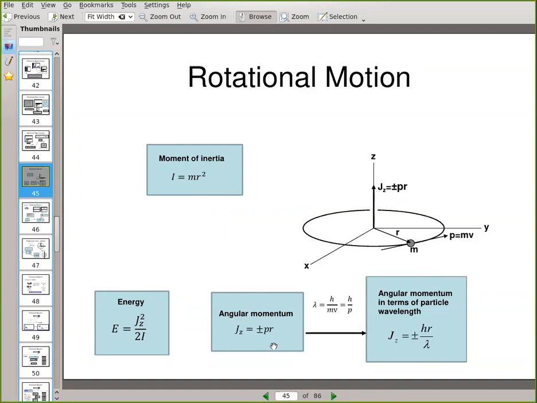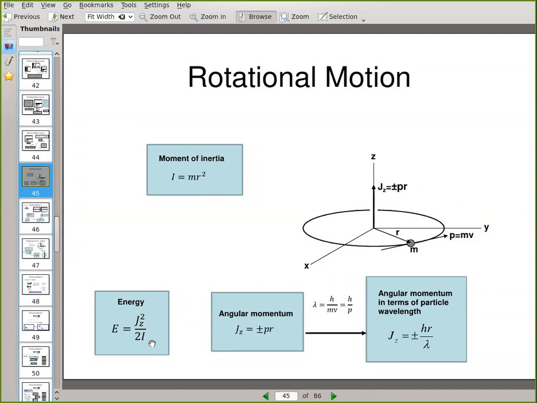Another aspect we need to know is about the angular momentum. Angular momentum is simply the linear momentum times the distance going around. So that gives us an idea. Of course, the energy is related to these two quantities by that expression that we've got there. So we can square the angular momentum over twice the moment of inertia, and we get the energy of that particle going around.